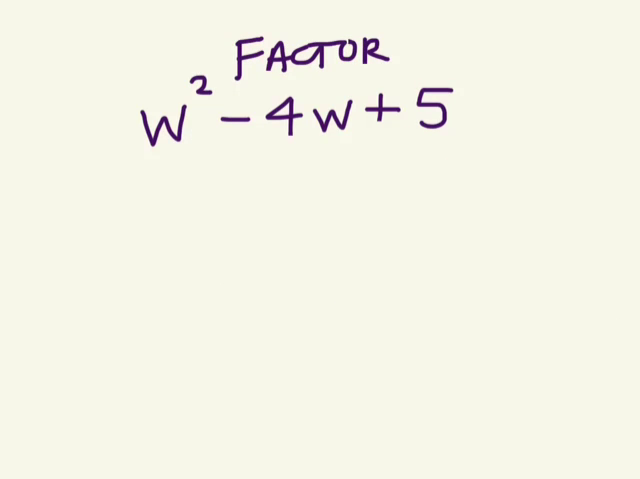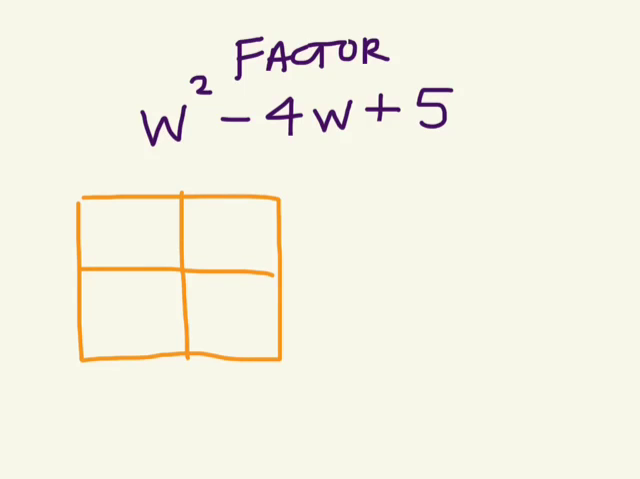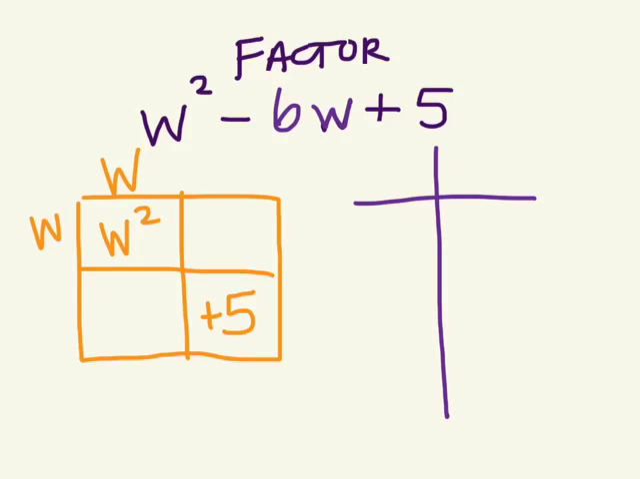Second one. All right, let's build our box. W squared plus 5. We know that W goes here. All right, I made a mistake. I actually need a -6 here. So what we're going to do is we're going to build a box. I've got to have multiples of 5. And when they add, they better be -6.